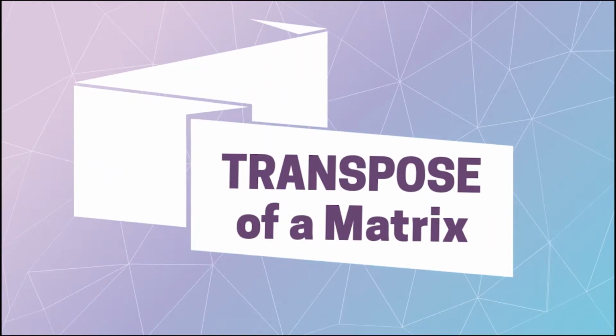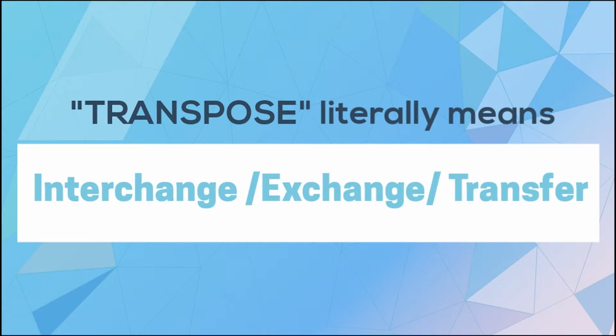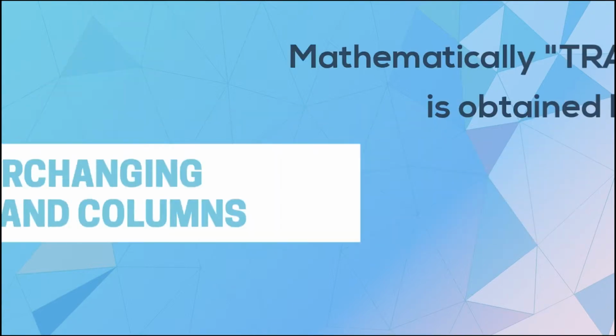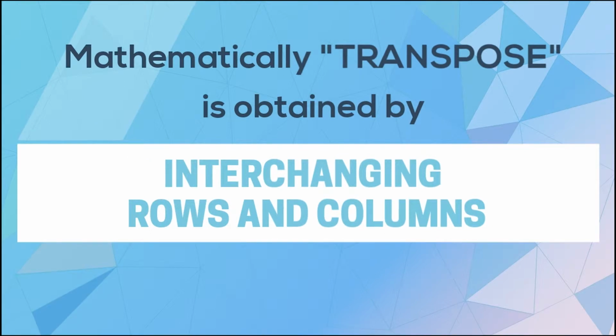The literal meaning of transpose is interchange, exchange, or transfer. Mathematically, the transpose of a matrix is the matrix obtained after interchanging the rows and columns.